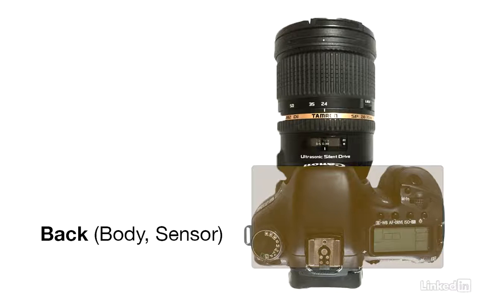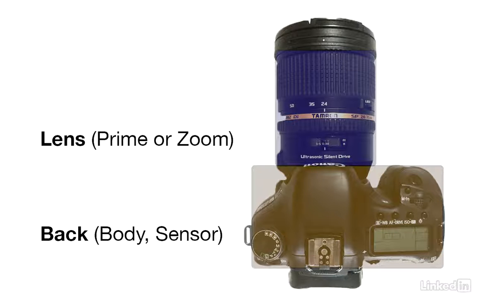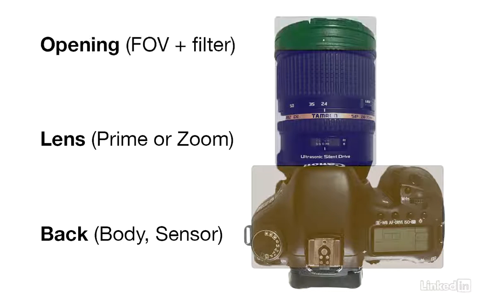The back, also known as the camera body or sensor, the lens, which may be a prime with a fixed length, or a variable zoom like the one you see here, and the opening, which helps establish the field of view and may also include a filter that controls or limits what wavelengths of light are admitted.